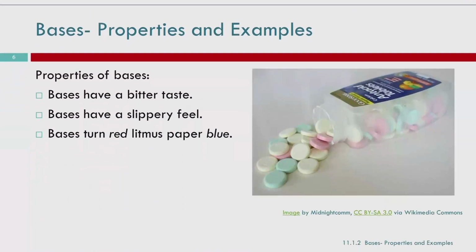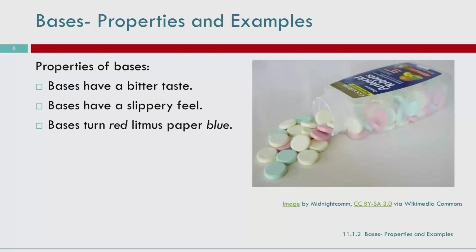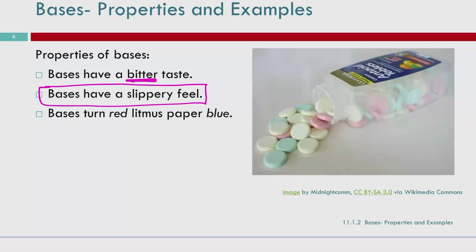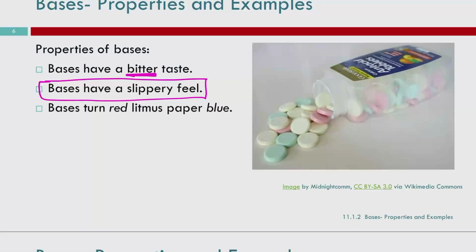On the other hand, we have bases. Bases have a bitter taste, and they have a slippery feel. If you get base on your hands, it'll make your hands feel slippery. And they do the opposite of acids for litmus paper. They turn red litmus paper blue, so it's the other direction. The bitter taste is arguably more important than the litmus paper colors.